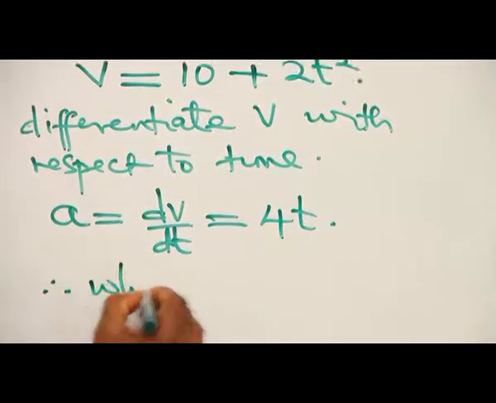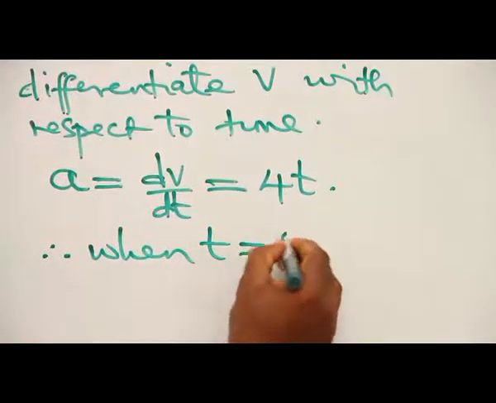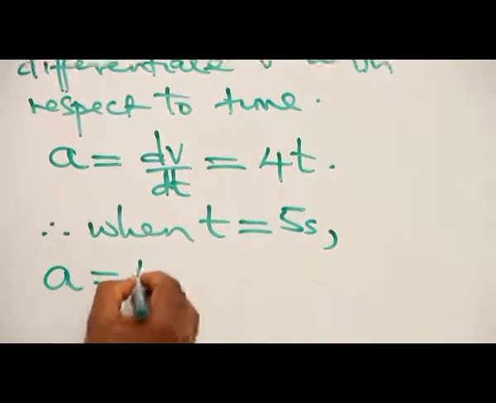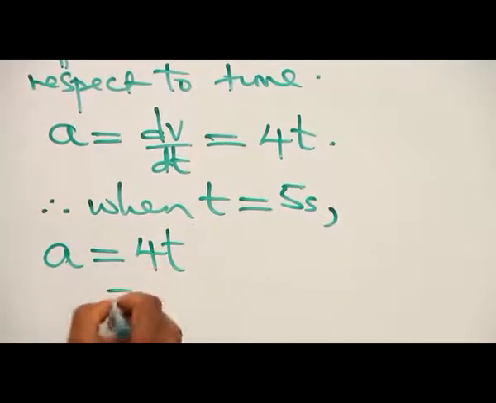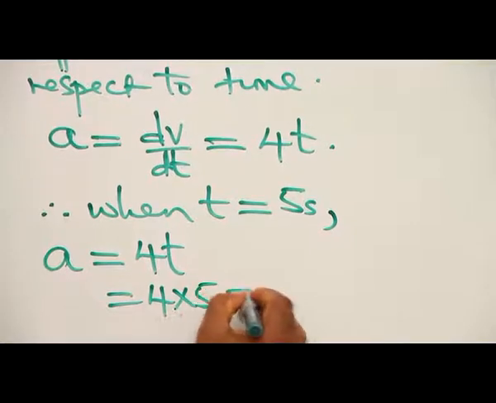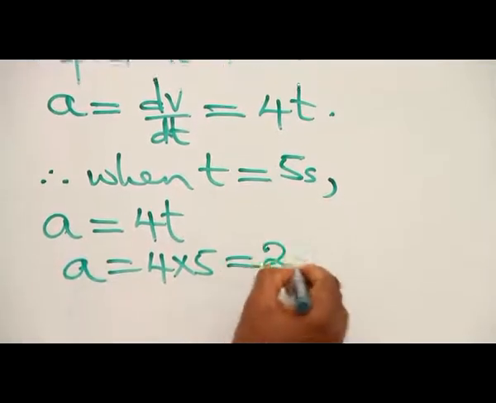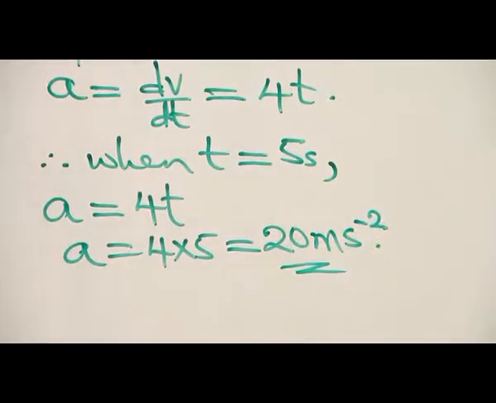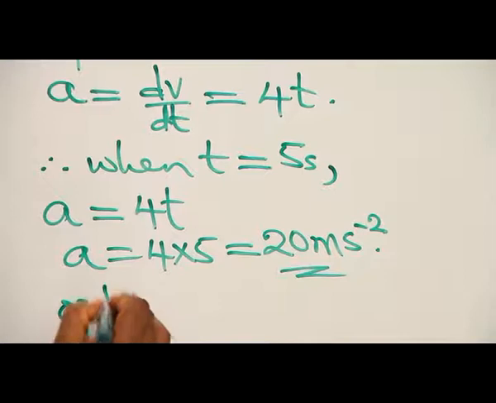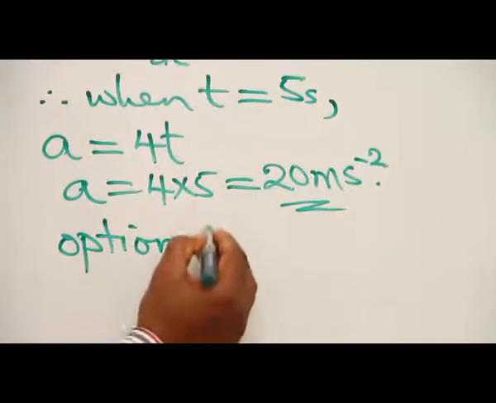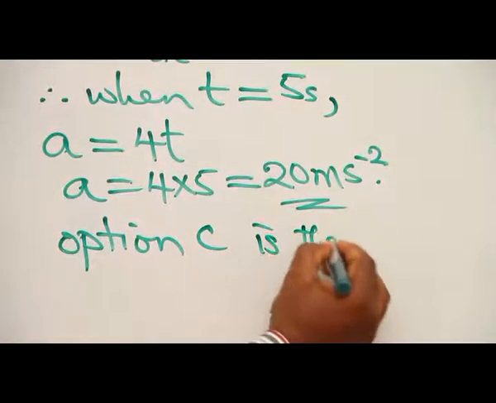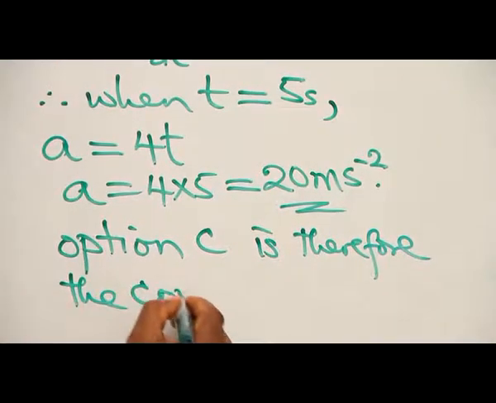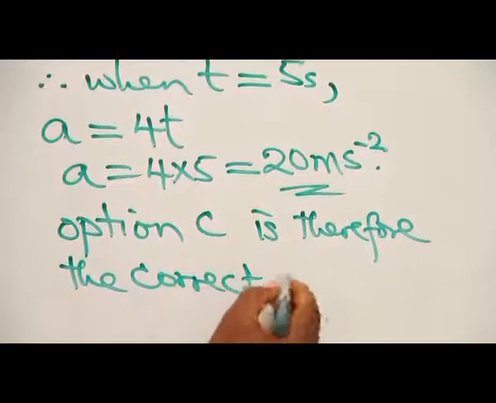Therefore, when t is equal to 5 seconds, acceleration will give us 4 times 5, which is 20 meters per second squared. Option C is therefore the correct value.